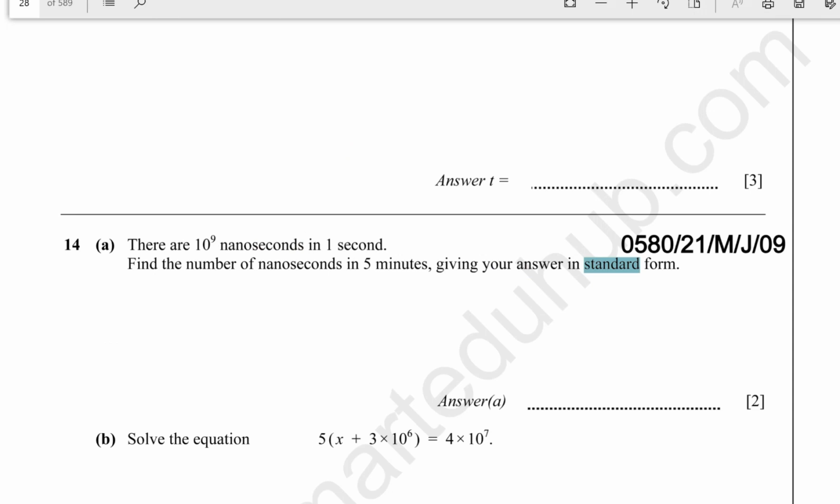Now this question has been taken from May June 2009, paper 2-1 and question number 14. There are 10 raised to 9 nanoseconds in 1 second. Okay, let me write this down. So in 1 second there are 10 raised to 9 nanoseconds. Find the number of nanoseconds in 5 minutes.